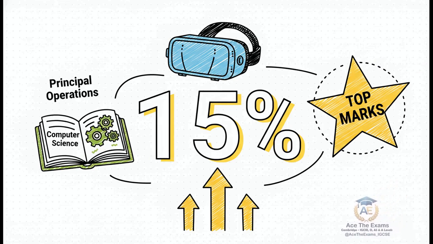We're talking about the difference between a B and an A star right here. If you are aiming for those absolute top marks, and I know you are, you have to conquer this 15% with absolute precision. You can't just kinda know it. You have to dominate it.